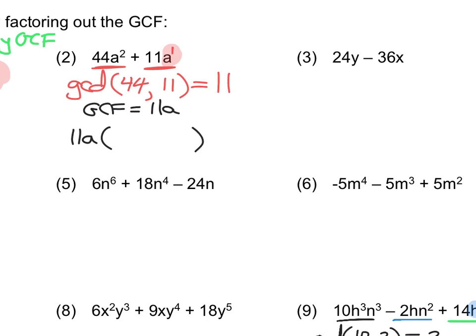So I have an 11A out front. I want to be thinking about what I would have to multiply 11A by in order to get 44A squared, and also 11A multiplied by something to give me an 11A. The shorter way to think about that is to say, I'm going to divide each term in my original expression by 11A. So what's 44A squared divided by 11A? 4A. What's 11A divided by 11A? 1. I have a positive sign in the middle, so that's just coming along for the ride. So I just put a positive sign right in the middle.